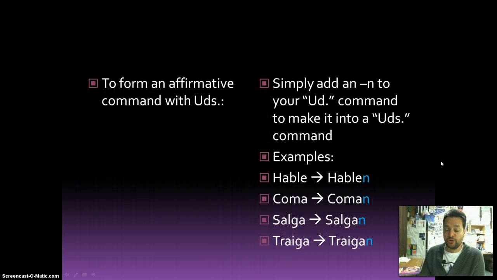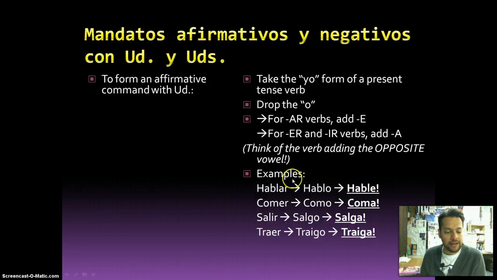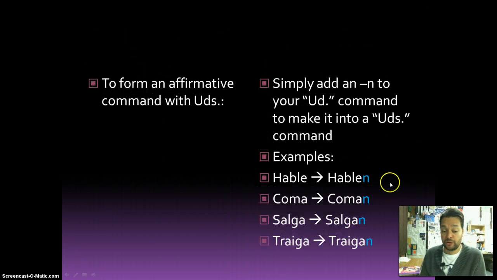Now, what if you're talking to a group of people, ustedes? Well, simply add an N to your usted command, and bingo. Now it's ustedes. Now you're talking to a group of people. So originally we had hable, coma, salga, traiga. Now to talk to a group of people, hablen, coman, salgan, traigan. All right? So that's another way to look at making affirmative ustedes commands.